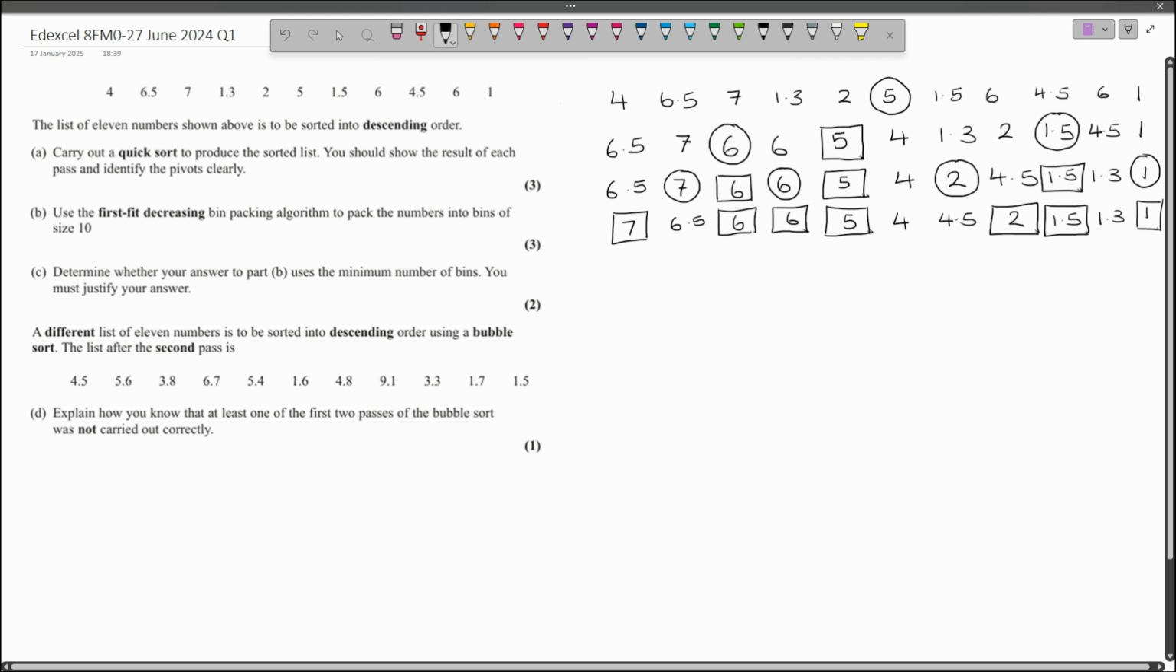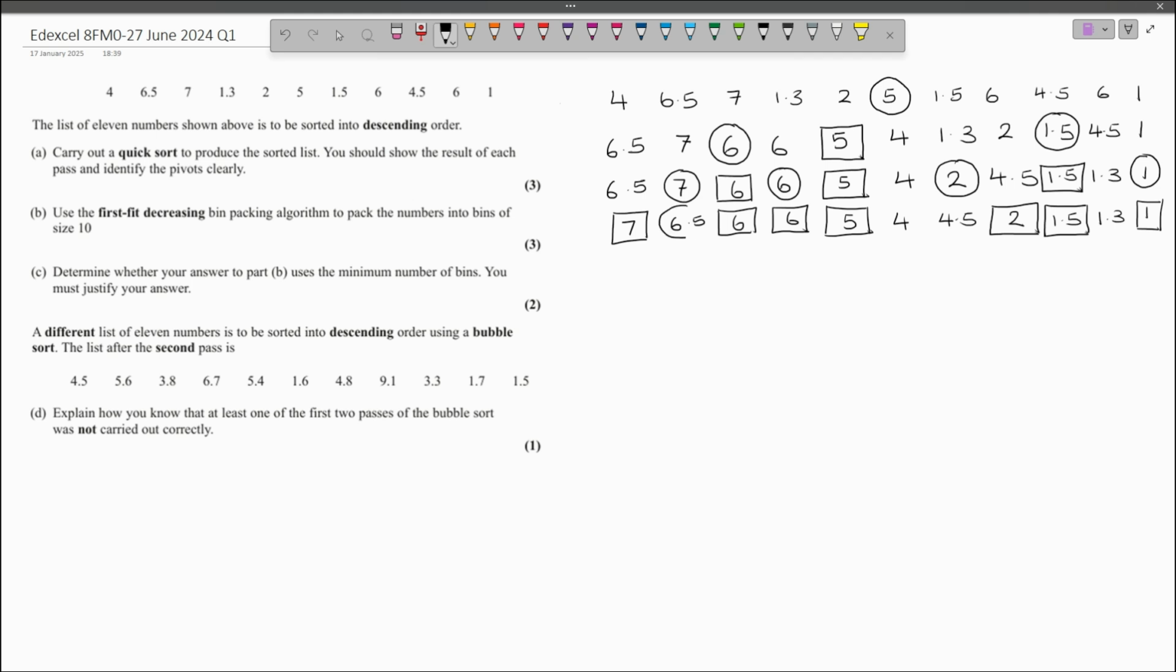And then last but not least, we've got to do pivots again. 6.5 becomes a pivot, 4.5 becomes a pivot, and 1.3 becomes a pivot. So I'm going to do this again. I'm going to get 7, which stays in place. 6.5 is its own sublist, so 6.5 gets its own box immediately.